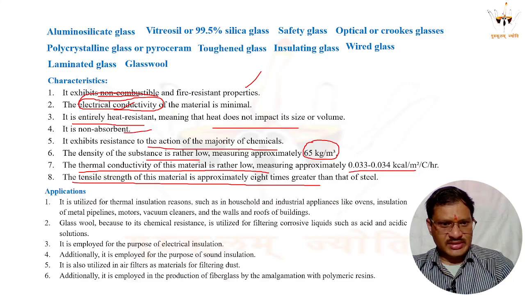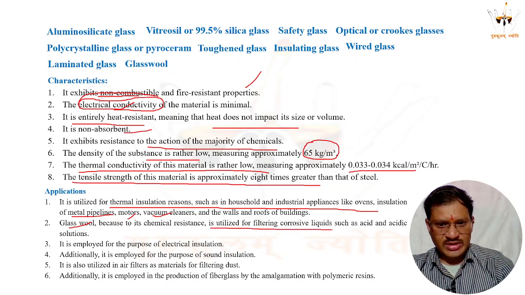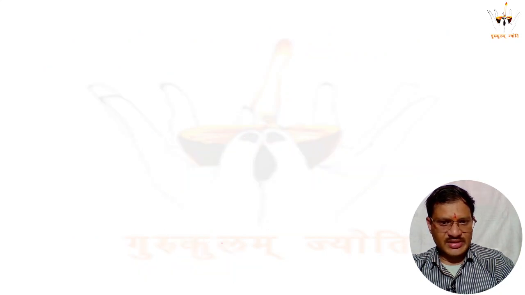If we look at other applications, it is utilized for thermal insulation in household and industrial applications like ovens, insulation of metal pipes, pipelines, motors, vacuum cleaners, and the walls and roofs of buildings. Glass wool, because of its high chemical resistance, is utilized for filtering corrosive liquids such as acids and acidic solutions. It is employed for electrical insulation. Additionally, these kinds of glasses are employed for sound insulation. It is also utilized for air filters and metal filtering dust. Additionally, it is employed in the production of fiberglass by amalgamation with polymeric resins.